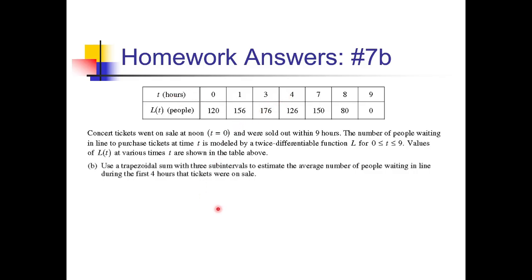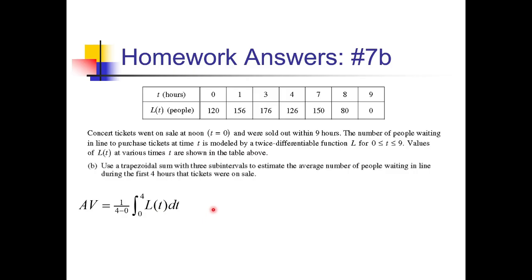So using our average value formula, we have 1 over b minus a, and since our interval is from 0 to 4, that's going to be 1 over 4 minus 0, times the integral from a to b, in this case from 0 to 4, of the function that we are trying to get the average for. Well, we want to average the waiting in line function here, so L of t dt. This is the general setup. We're going to have to put a few specifics in here, though.